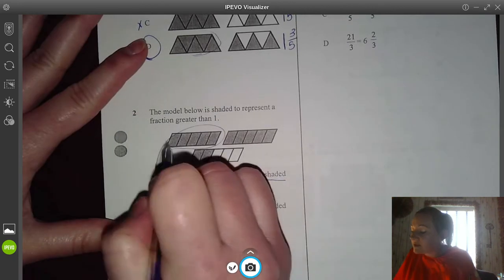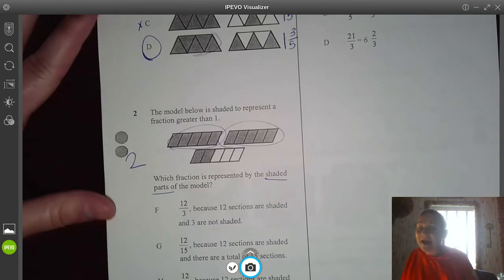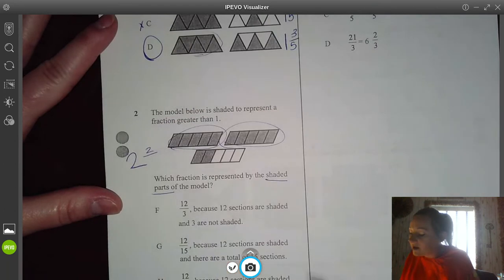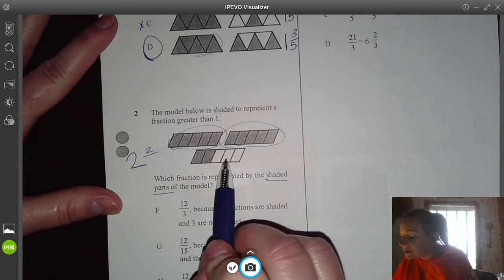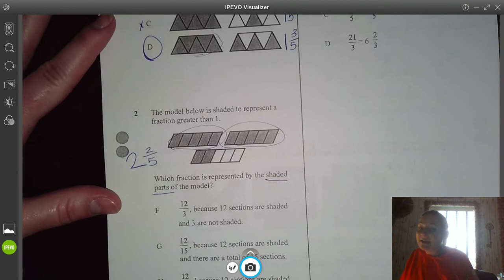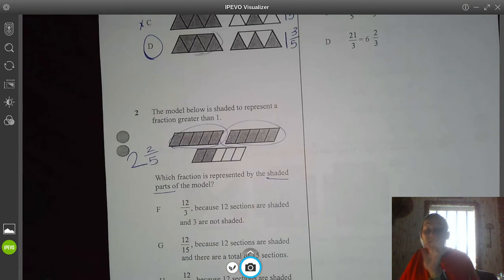So this represents 1, 2 wholes, and 1, 2. 2, what are these? Well, how many parts of the whole? 1, 2, 3, 4, 5. So that's one way to say it. That's the mixed number. Or we can say these are 1, 2, 3, 4, 5. These are all fifths, right?